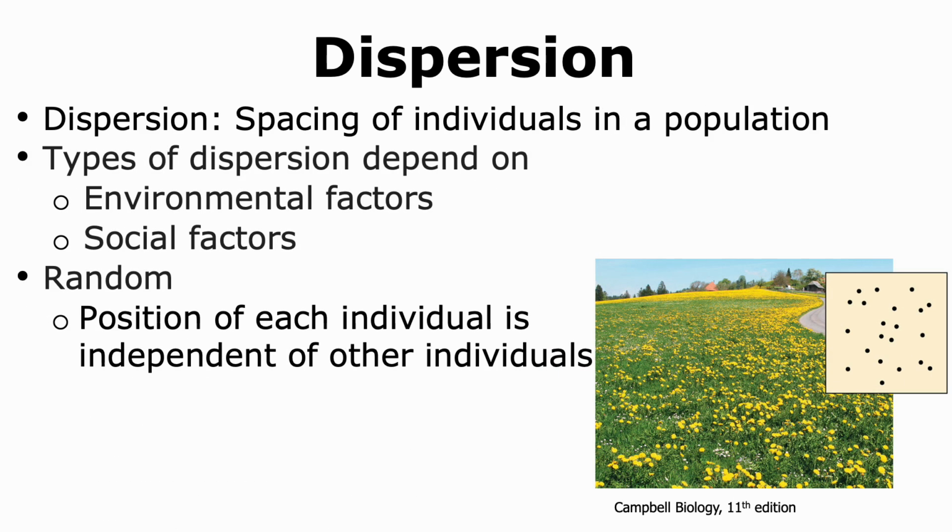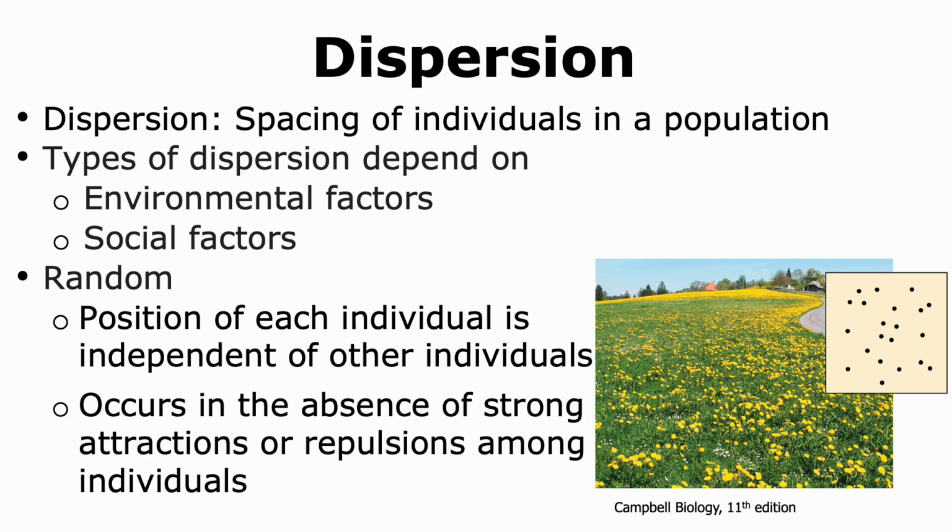Another type of dispersion is random dispersion. In this scenario, the position of each individual is independent of other individuals. Thus, there can be some places where the individuals seem to be grouped together, while other places where they are evenly distributed. Random distribution occurs in the absence of any type of strong attractions or repulsions among the individuals present in the population.